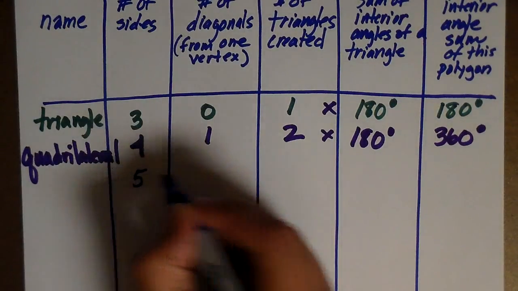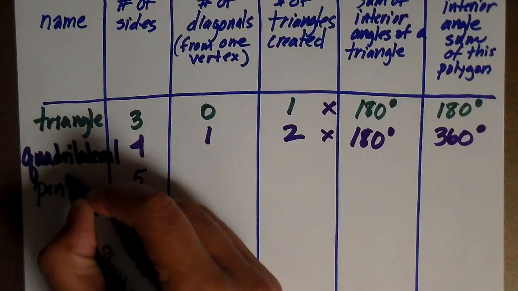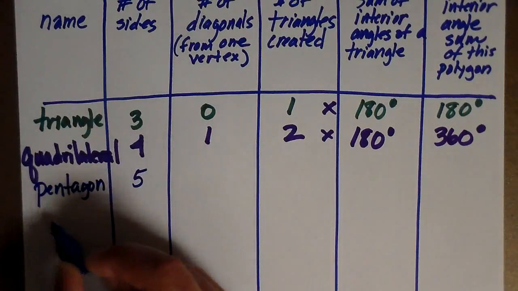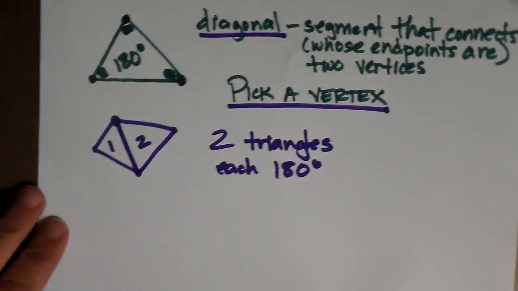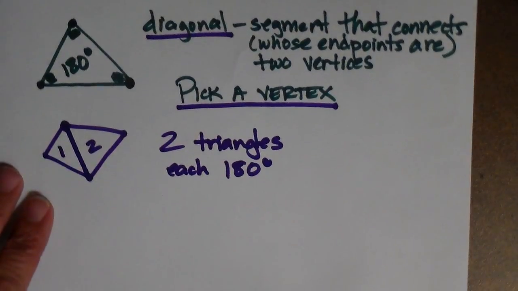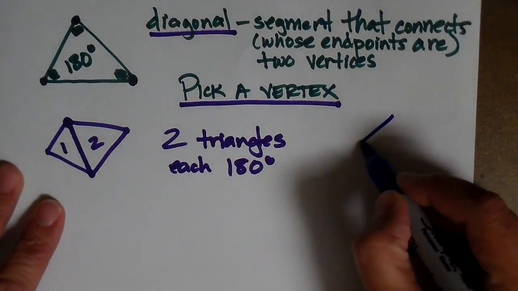Now let's do a 5-sided figure. That is a pentagon. Pent means 5. Okay? So pentagon is 5. So let's go over to our handy-dandy picture here. I'm going to draw a pentagon now. 5 sides.